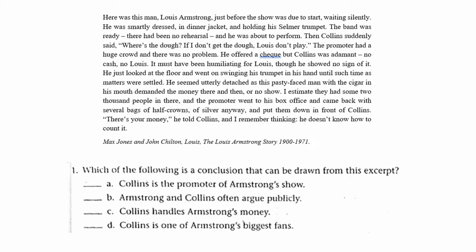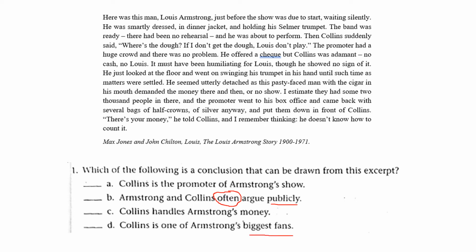Well, which of the following is a conclusion that can be drawn from the excerpt? A. Collins is the promoter of Armstrong's show. B. Armstrong and Collins often argue publicly. A couple of key words there, often and publicly. C. Collins handles Armstrong's money. Or D. Collins is one of Armstrong's biggest fans.